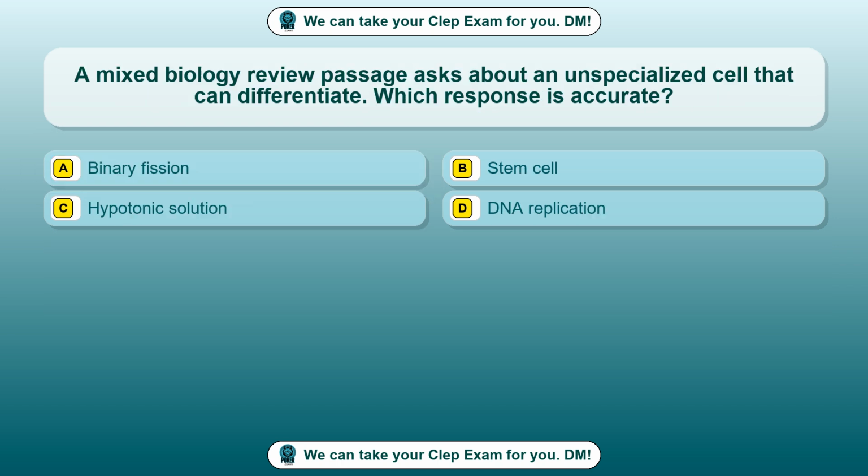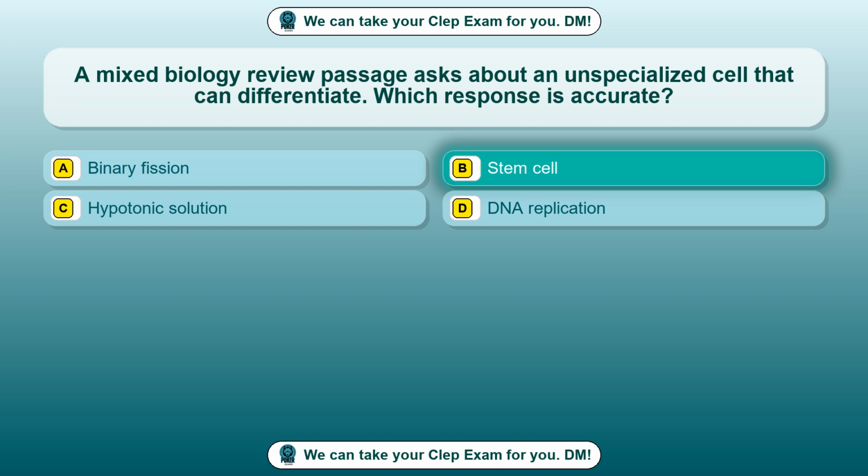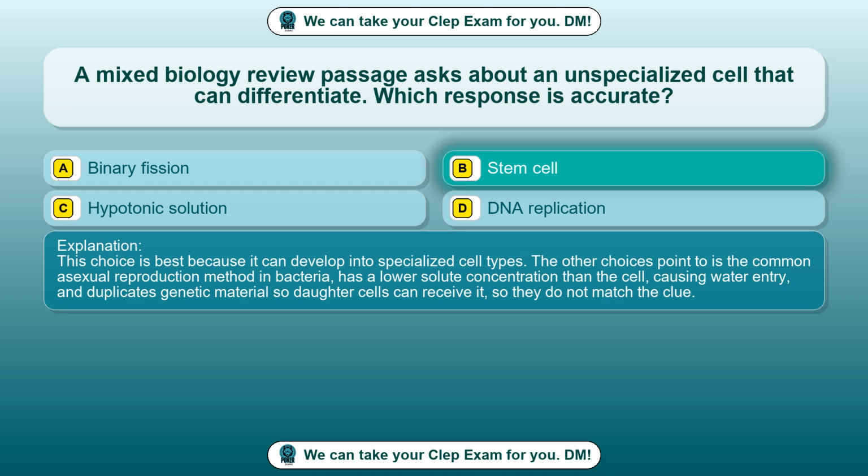Question 86. A mixed biology review passage asks about an unspecialized cell that can differentiate. Which response is accurate? Option A, binary fission. Option B, stem cell. Option C, hypotonic solution. Option D, DNA replication. The correct answer is option B, stem cell. This choice is best because it can develop into specialized cell types. The other choices point to is the common asexual reproduction method in bacteria, has a lower solute concentration than the cell, causing water entry, and duplicates genetic material so daughter cells can receive it, so they do not match the clue.